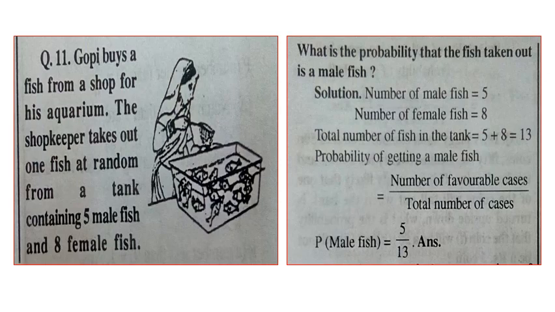Number of male fish is equal to 5. Number of female fish is equal to 8. Total number of fish in the tank is equal to 5 plus 8 is equal to 13. The probability of getting a male fish is equal to number of favorable cases divided by total number of cases. So P of male fish is equal to 5 by 13, since there are 5 male fish.